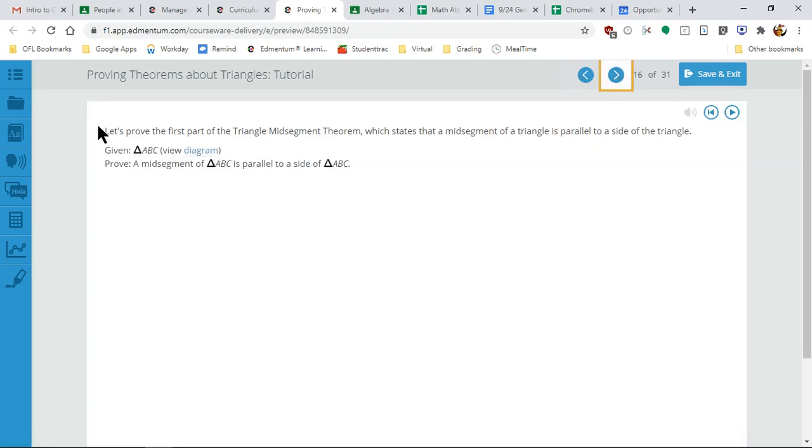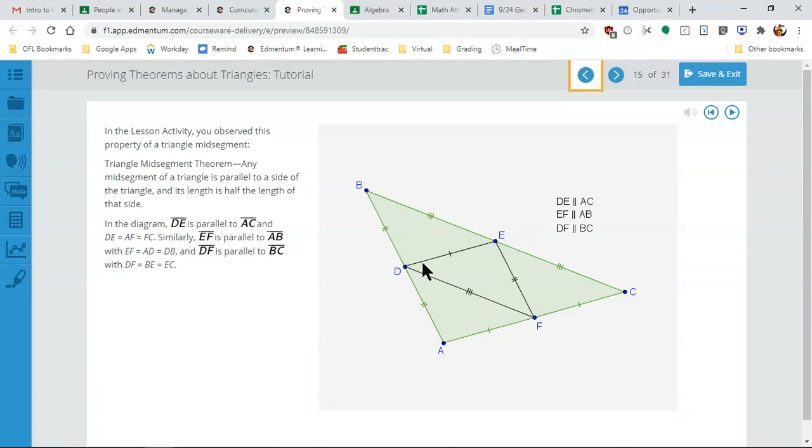The next one, so now we're going to prove the triangle midsegment theorem. So this states that a midsegment of a triangle is parallel to the other side of the triangle. So before we just said, hey, this segment is equal to this segment. That's the one we did before.